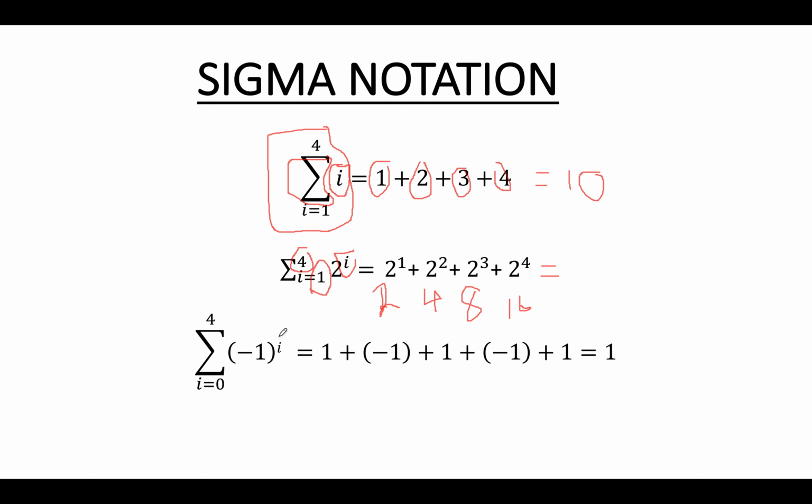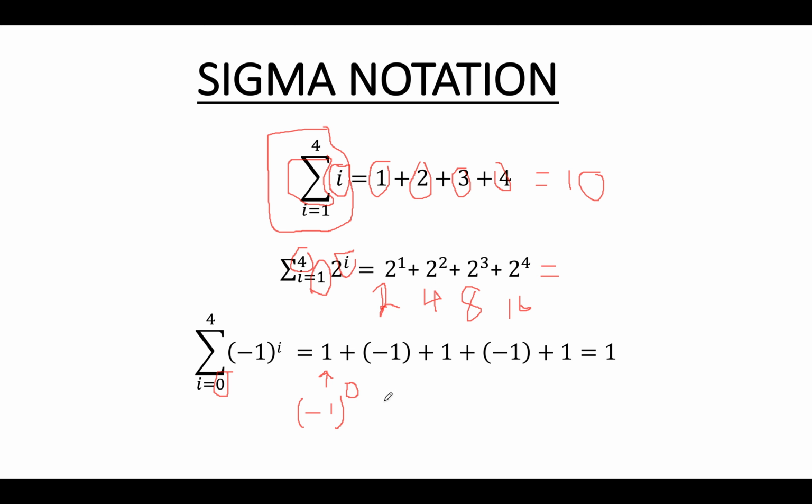Again, this is also similar. i here is 0. You start with 0, so you put 0 here. Now, -1 raised to the 0th power. What is this? Anything raised to the 0th power is 1. Anything. Take my word for that.